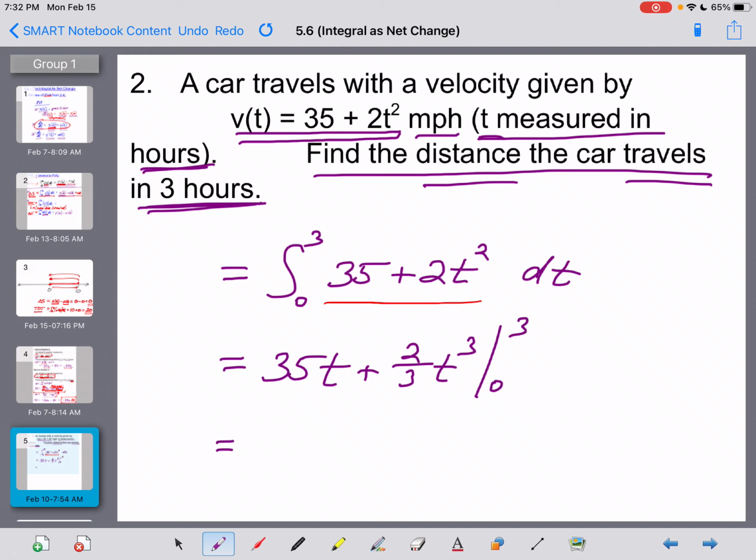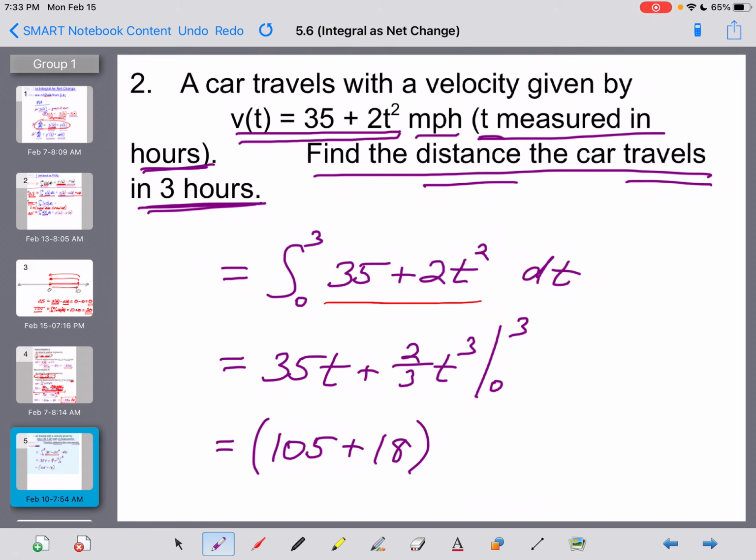So what happens here, guys? Let's plug a 3 in there. 35 times 3 is 105 plus, okay, 3 cubed is 27, divided by 3 is 9, times 2 is going to be 18. So that's what we get for f of b.